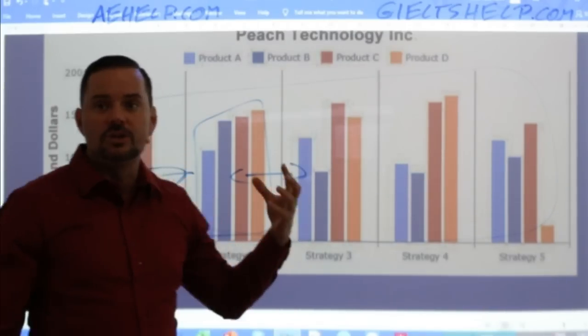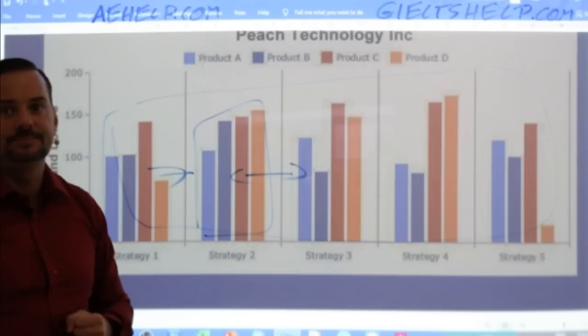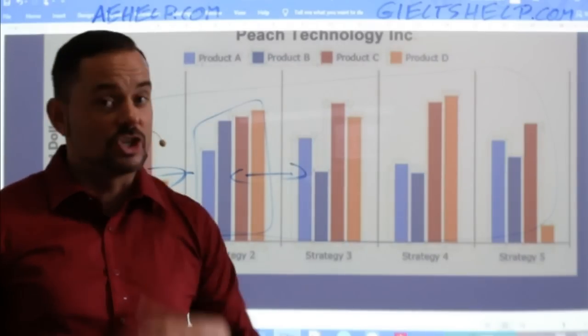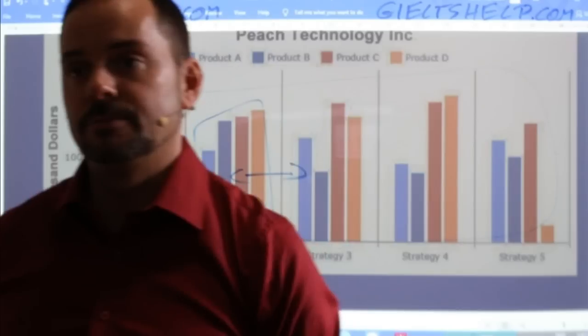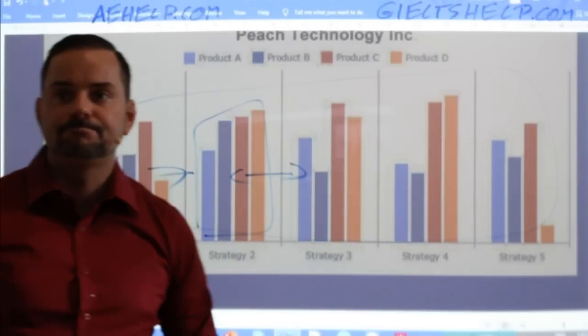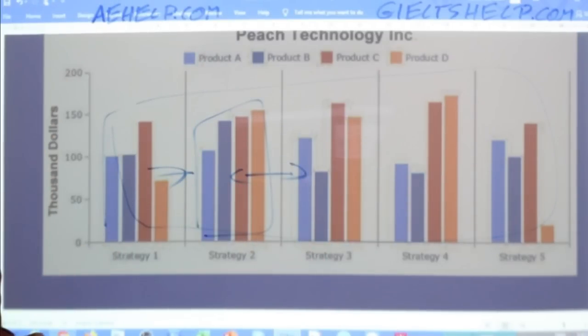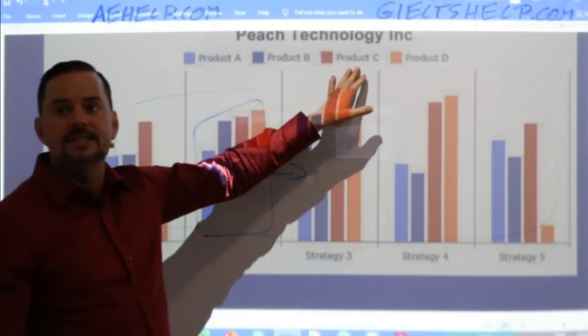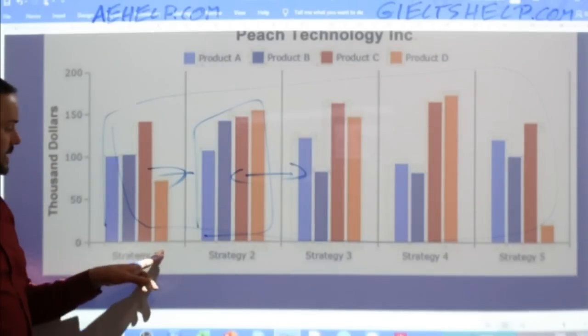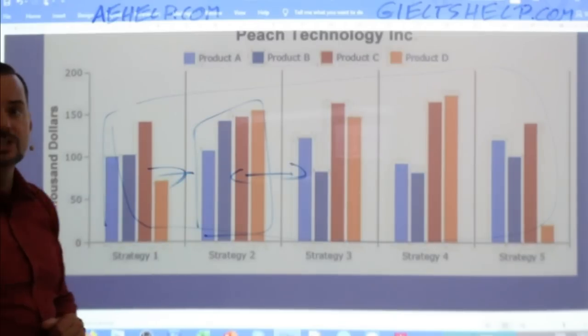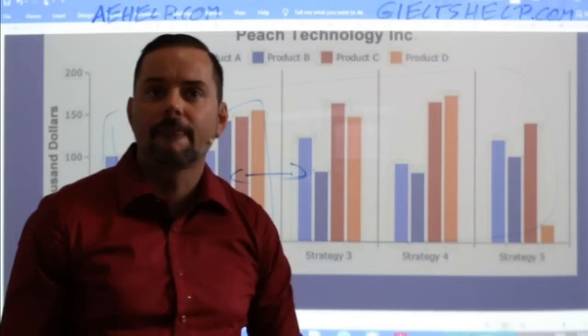Immediately, we can notice that, just like I'm giving a presentation, but instead of verbally, I'm writing it down. Okay, so Ame the Doc says, all strategies seem to work for products C and D. No, it looks like product D doesn't do so well in strategy 1. Okay.